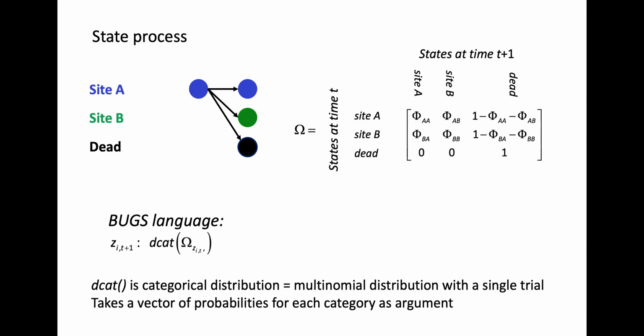And this dcat distribution, the categorical distribution, is nothing more than a multinomial distribution with a single trial. So we get 1, 2, or 3. It's the 3 faces of a dice with only 3 faces: alive in site A, alive in site B, or dead. And this distribution takes as an argument a vector of probabilities for each category. So it's a row of this big matrix here. And to decide which row we take, we just have to know the state at the previous occasion.